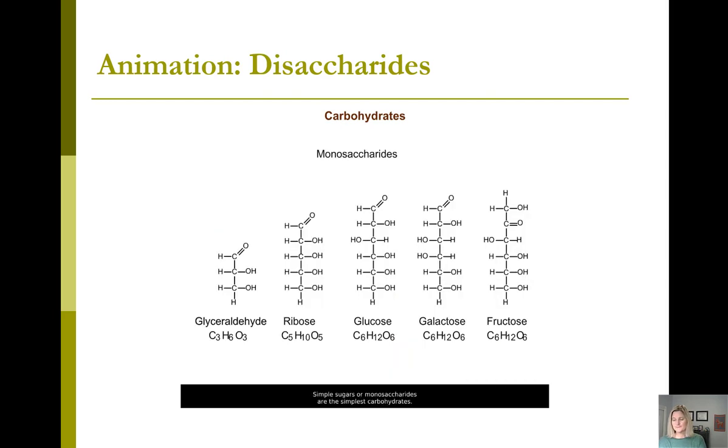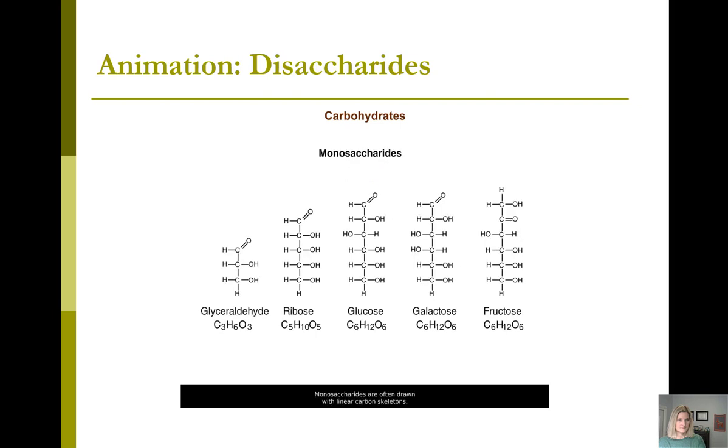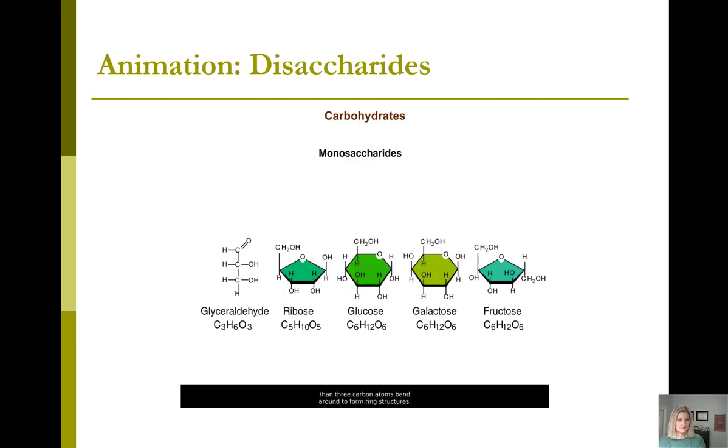Simple sugars, or monosaccharides, are the simplest carbohydrates. Monosaccharides vary in size. Their carbon skeletons range from 3 to 7 carbon atoms. They generally have a molecular formula that is some multiple of CH2O. The formula for glucose, for example, is C6H12O6. Monosaccharides are often drawn with linear carbon skeletons, but in water, all monosaccharides that contain more than 3 carbon atoms bend around to form ring structures.